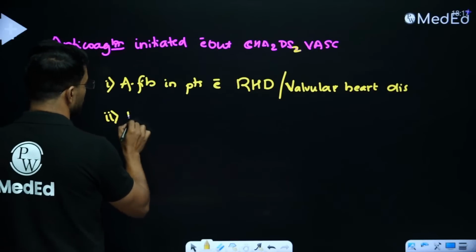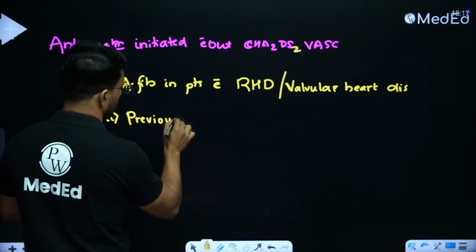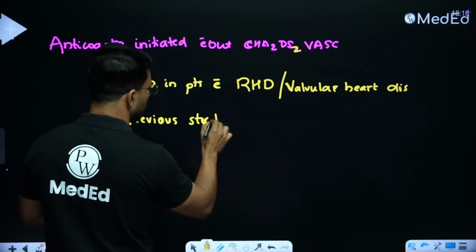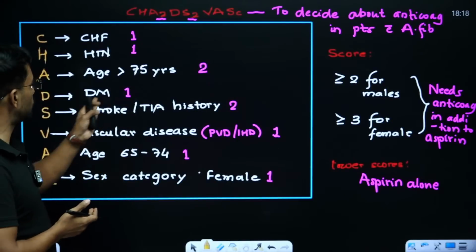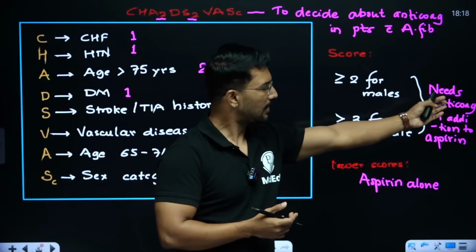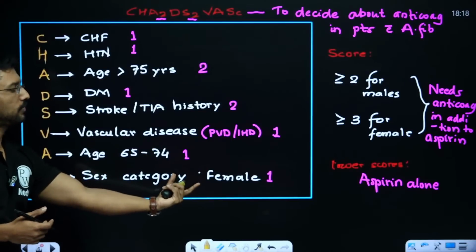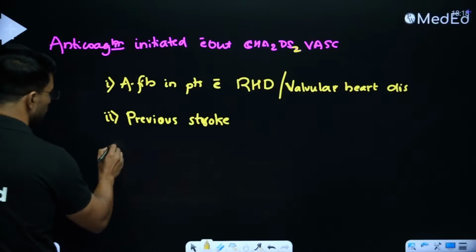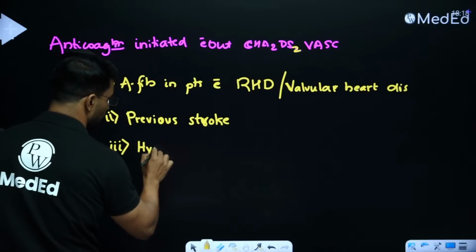Second condition is previous stroke. Don't calculate. Even if you want to calculate, it's not a big deal because it will come more than or equal to 2. Why? Because for previous stroke we give 2 points, and if I find 2 points for males, I start anticoagulation, and if I get 2 points from the stroke, anyway 1 point I'll get from the sex category for female, so it will become 3. I will start anticoagulation, right? The third one, which many of you may not be aware of, is in patients with hypertrophic cardiomyopathy also.